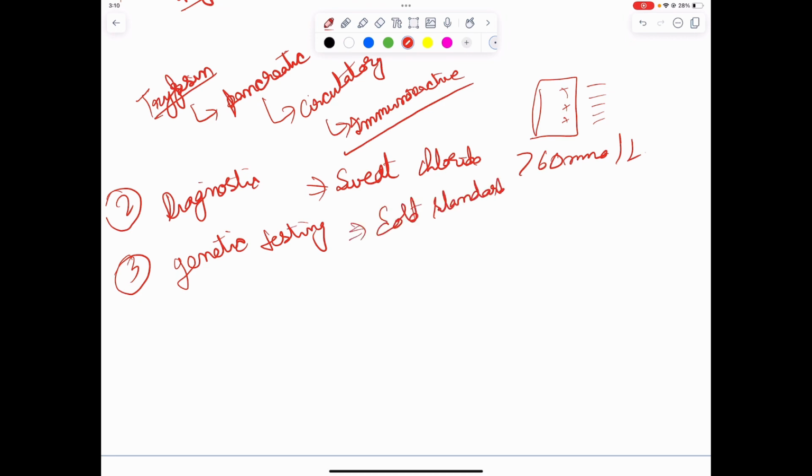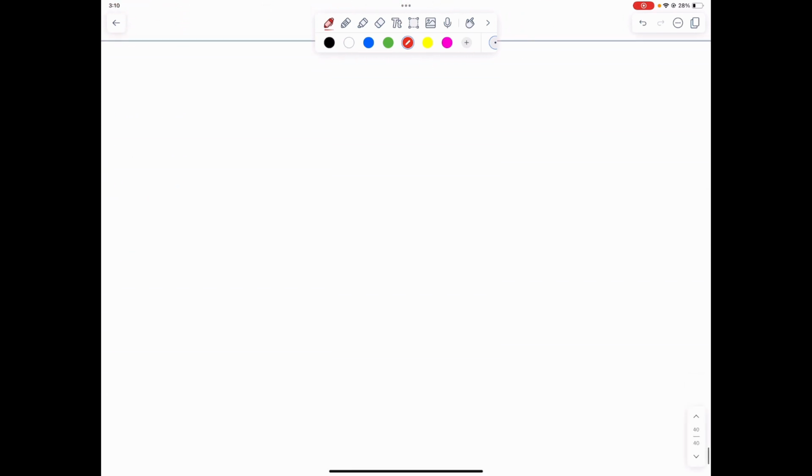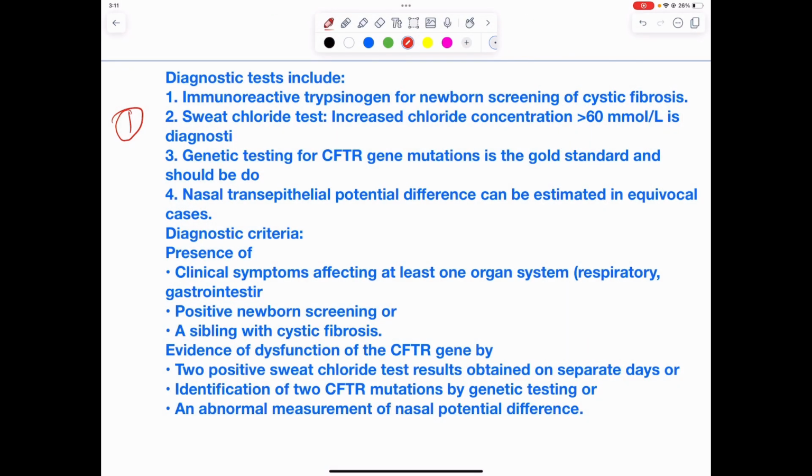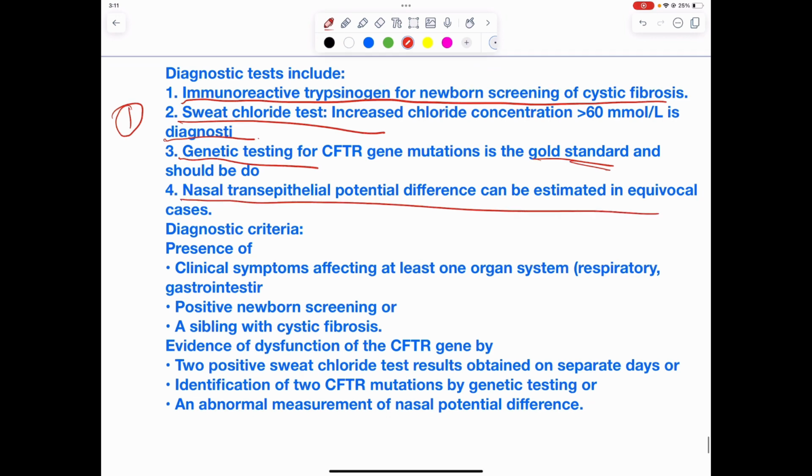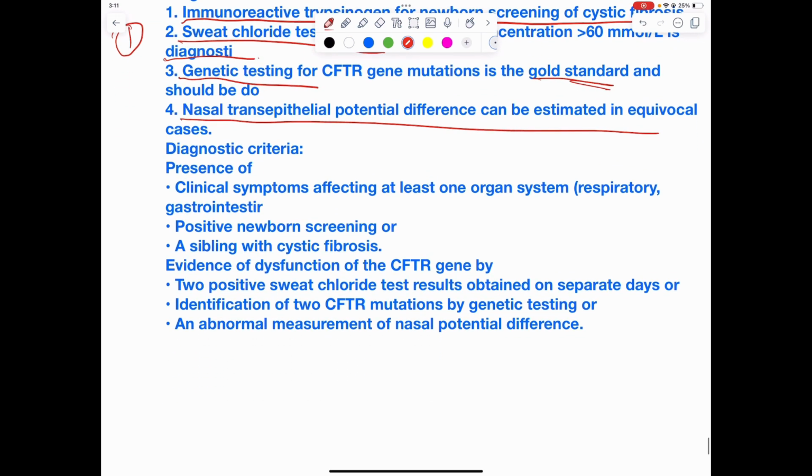Now, what is the diagnostic criteria of cystic fibrosis that can also be asked? Number one, clinical symptoms affecting at least one organ system, that is respiratory, gastrointestinal, or genitourinary. As we have said, for screening it is immunoreactive trypsinogen, and the sweat chloride test is used as a diagnostic test. Genetic testing is the gold standard. Nasal transepithelial potential difference can be estimated in equivocal cases.